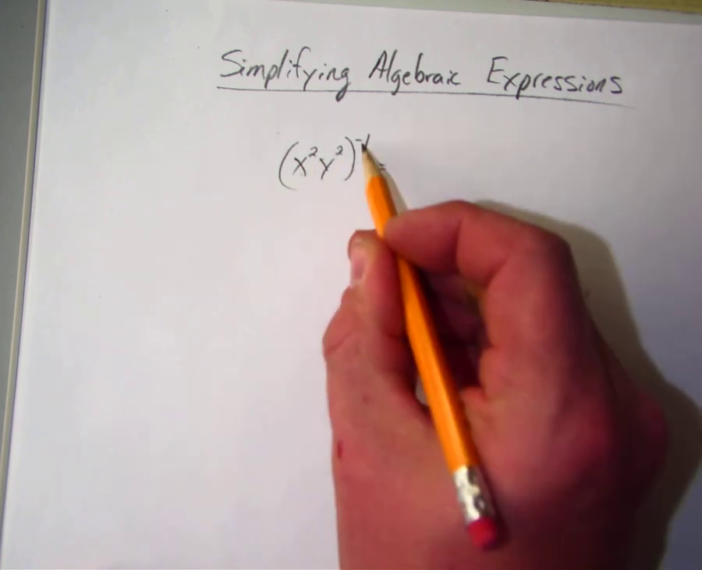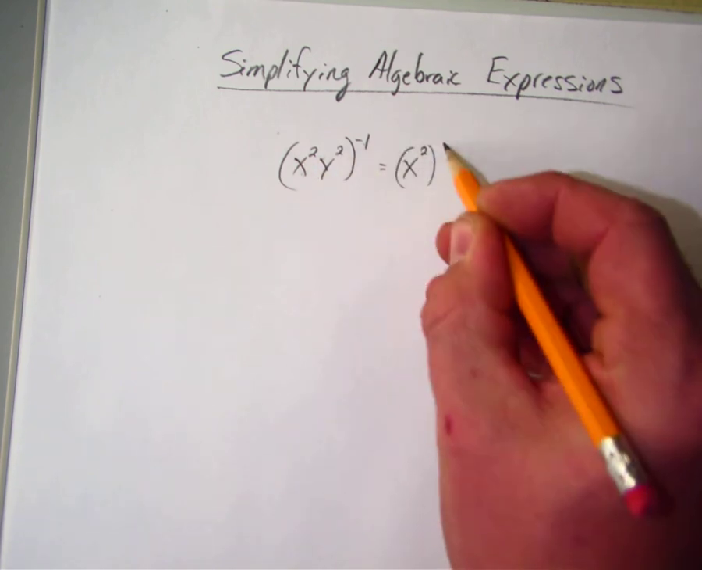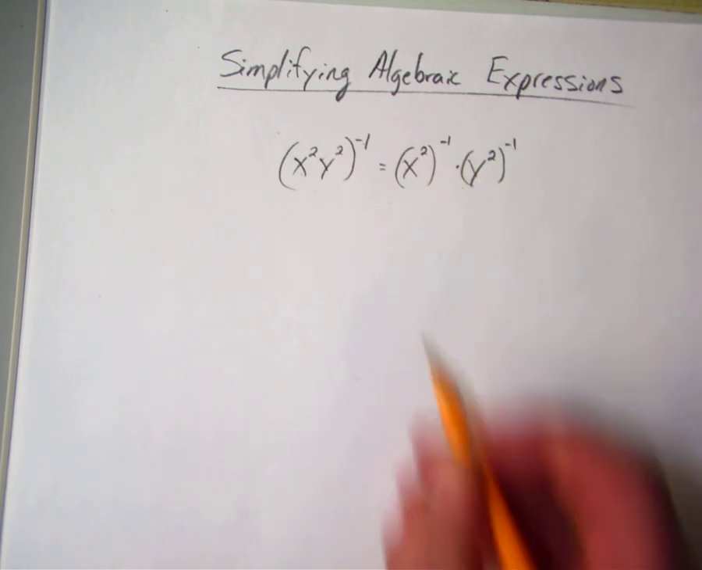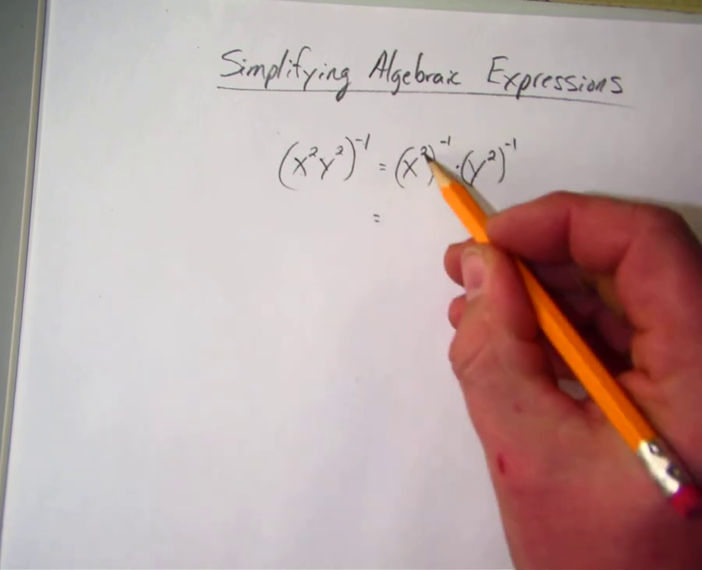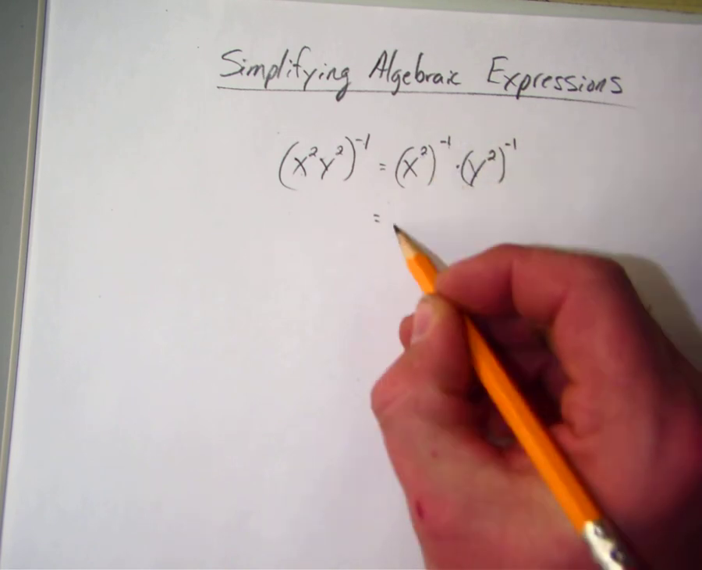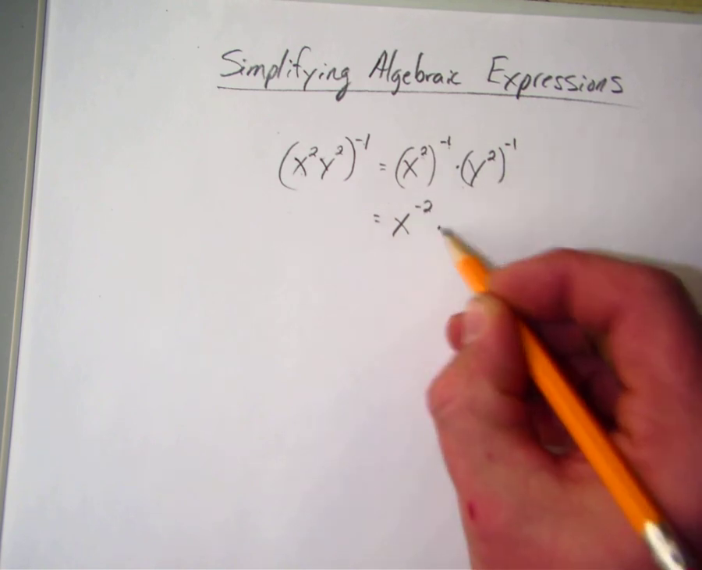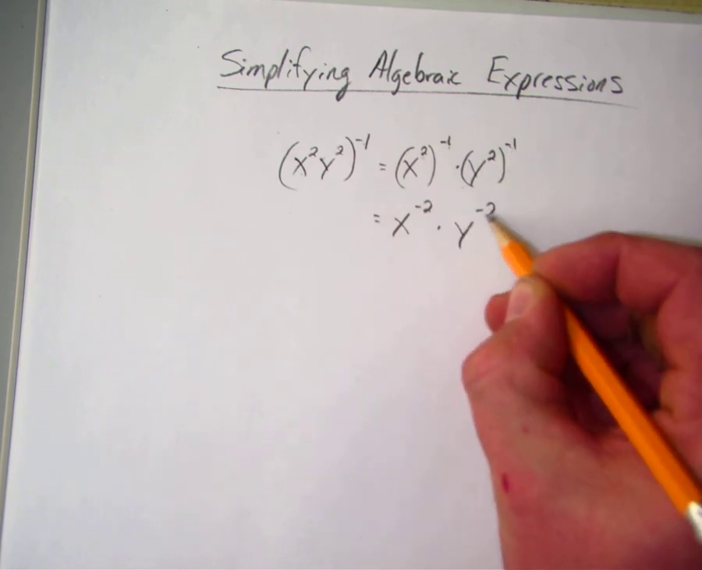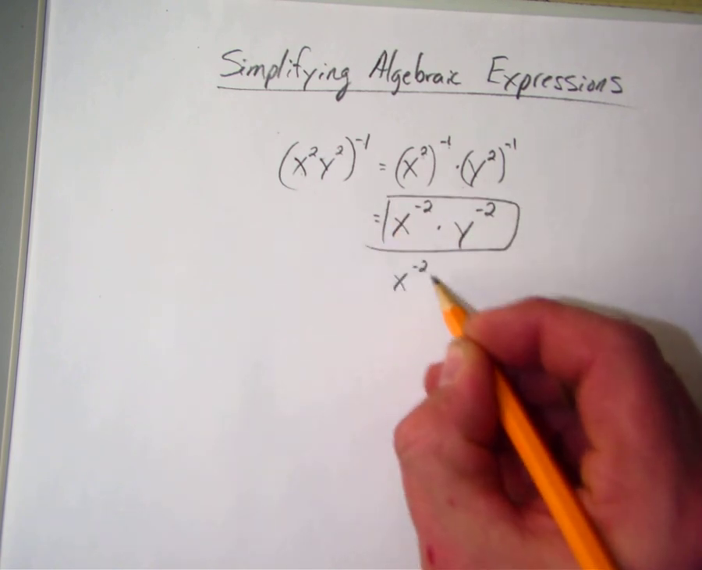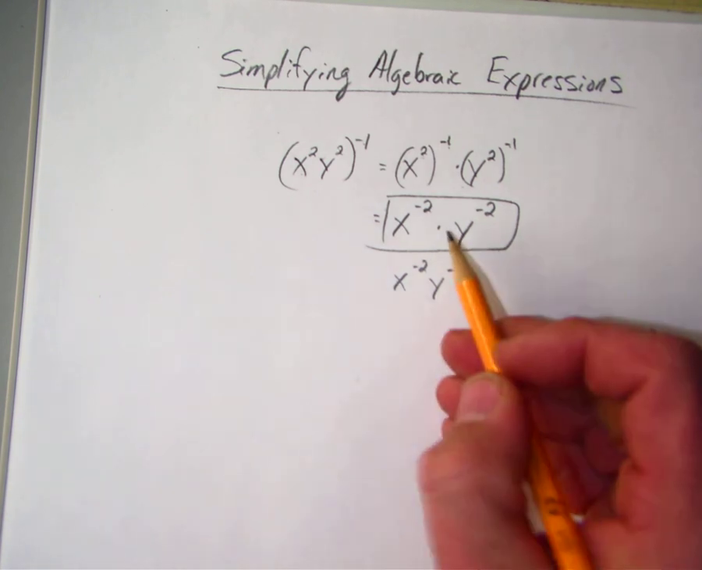So therefore, I can go ahead and just distribute the exponent. So I've got x squared to the negative 1 times y squared to the negative 1. And this property says I have an exponent with an exponent, so that means I can multiply those. So 2 times negative 1 is negative 2, and 2 times negative 1 is negative 2. So you can leave it like this, or you can write it as x to the negative 2, y to the negative 2.